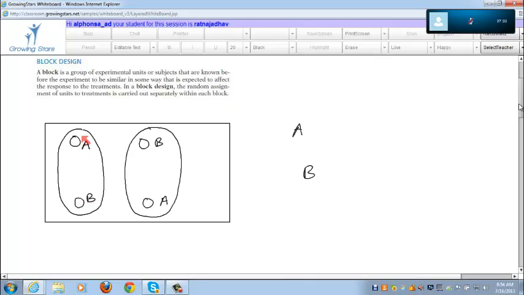Now, if A still causes more growth in both the blocks, then A is a better fertilizer, right? Because we have eliminated the lurking variable, which is soil condition. That lurking variable is eliminated because both these plants have the same soil condition. We can compare them. So this is called blocking. In blocking, we group similar experimental units or subjects together.